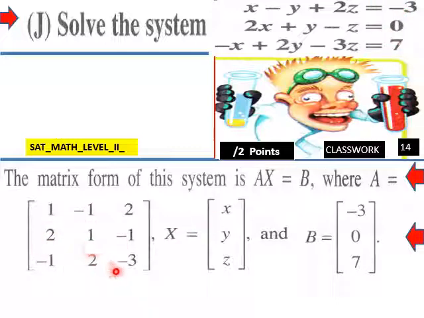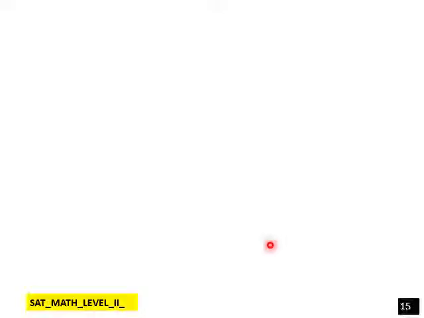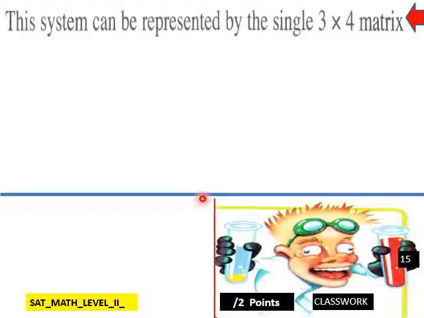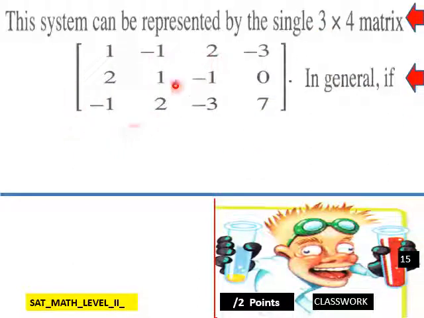Here are our coefficients for this part of the system. Then we have x as our variables, then B is our constants. So A is the coefficient matrix, X is the variables matrix, which is a column matrix, and B is the constant matrix, which is a column matrix there. So what do we do with something like that? This system can be represented by the single matrix, a 3x4 matrix. So here's our 3x4 here. Here are our coefficients, and then here are our constants.